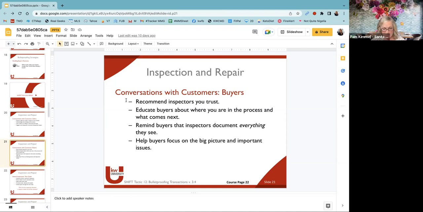So it's essential to have good rapport, and your customers need to trust us so that they'll take our advice. It's especially important to support first-time home buyers. They've never done this before. They've never bought a house. They don't know what to expect. They don't have experience with inspection reports. And so we just have to let them know that inspectors are paid to look at and to document everything.